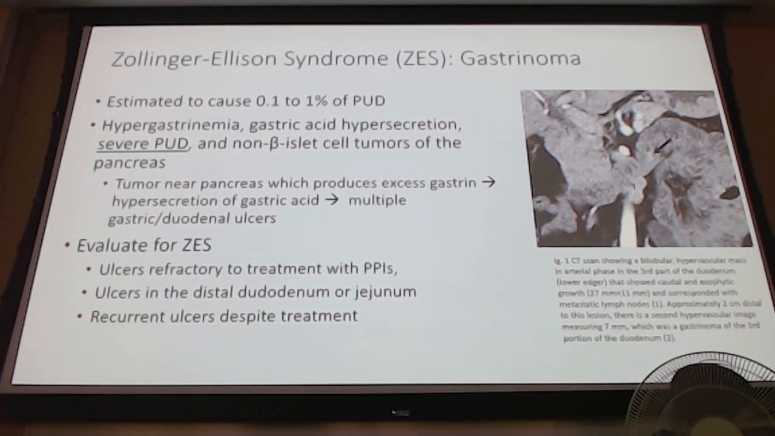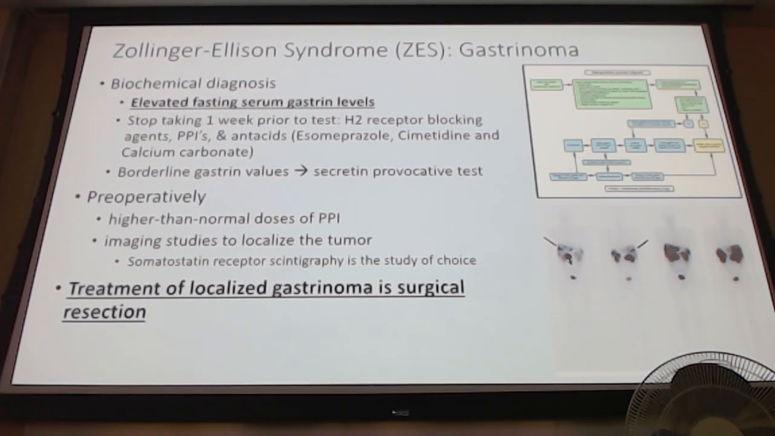If you have recurrent ulcers despite treatment, most likely we have to look for a gastrinoma, in addition to doing EGDs and all this stuff. We still have to look for that gastrinoma. So how do we do that?